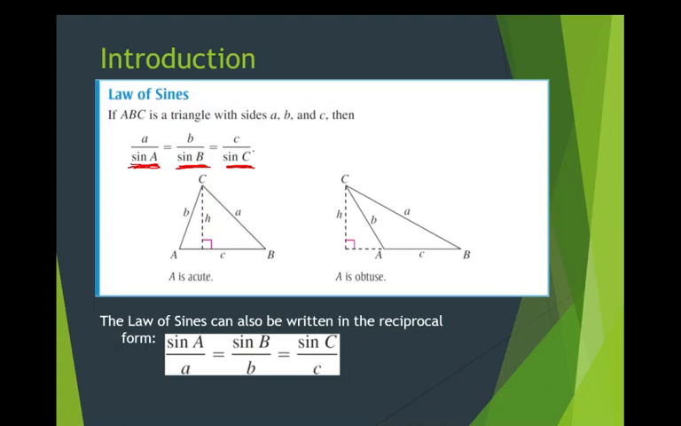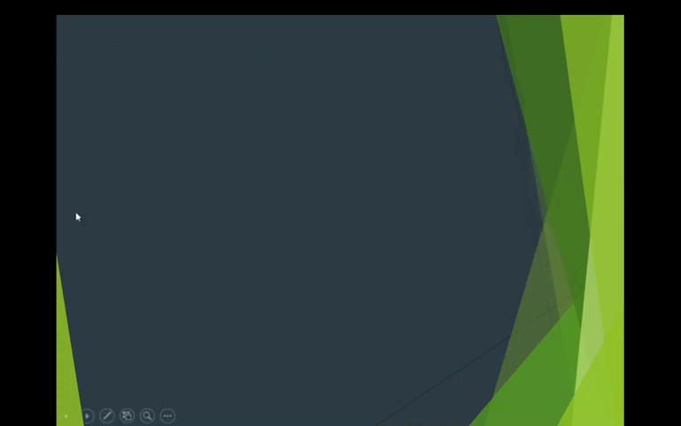So that's just personal preference, but you can use either one. I prefer using the reciprocal form, the one on the bottom. But basically, this is just a ratio or proportion set up of three different ratios, and they all have to be equal to each other for the law of sines to work.